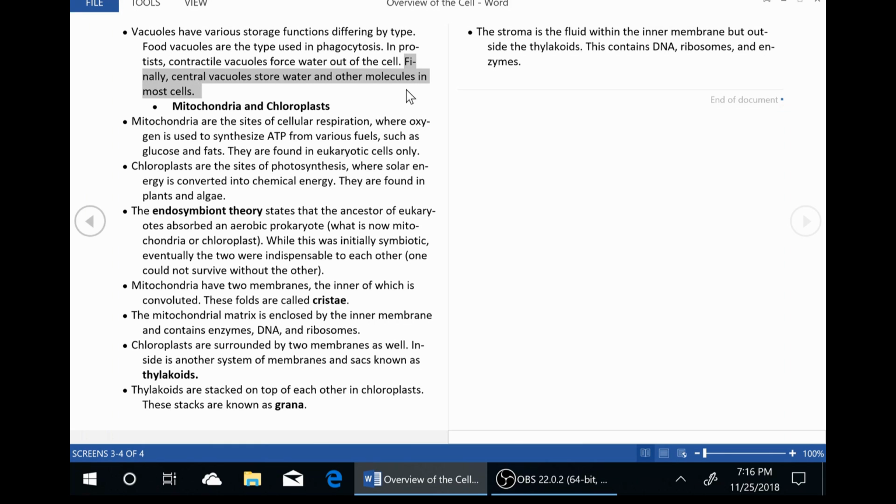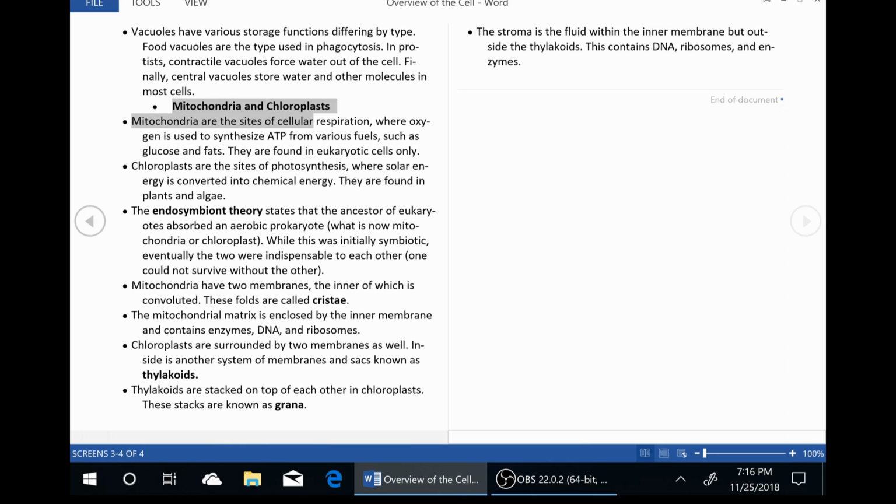So we also have central vacuoles, and these store water and other organic molecules, and these are found in most cells. So central vacuole, there tends to be only one of those, and every cell tends to have a vacuole primarily for this purpose. I also want to point out that food vacuoles are usually formed when phagocytosis needs to happen, so you won't find food vacuoles around all the time. They're only going to form when the cell needs to conduct phagocytosis on certain macromolecules.